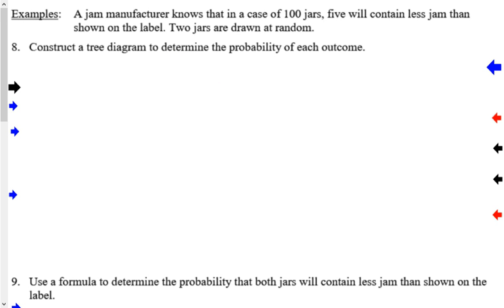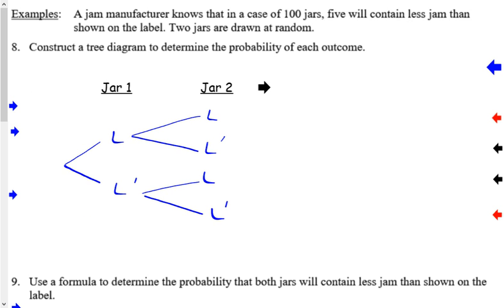Okay. So now we're getting a little more practical. In the previous questions, really we're just playing games. This question is a little more useful, as in, a jam manufacturer knows that in the case of 100 jars, typically 5 jars will contain less jam than what's shown on the label. So we're going to use a tree diagram to determine the probability of all the possible outcomes if we draw 2 jars at random.